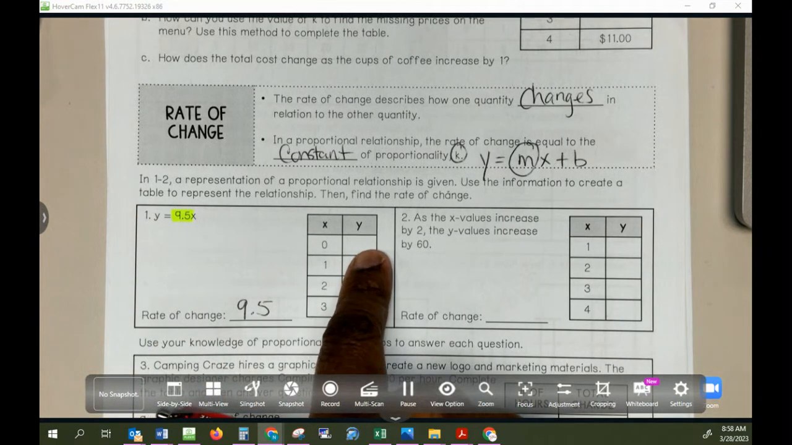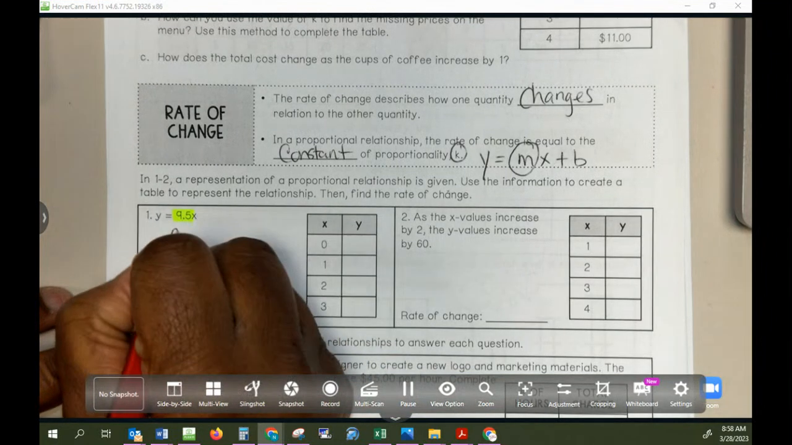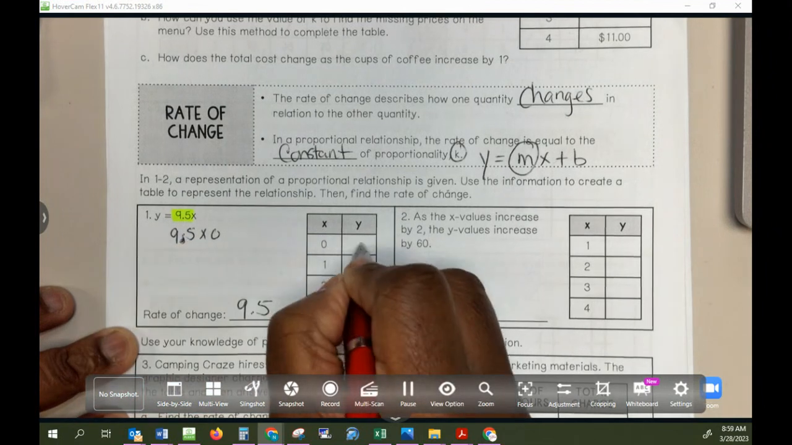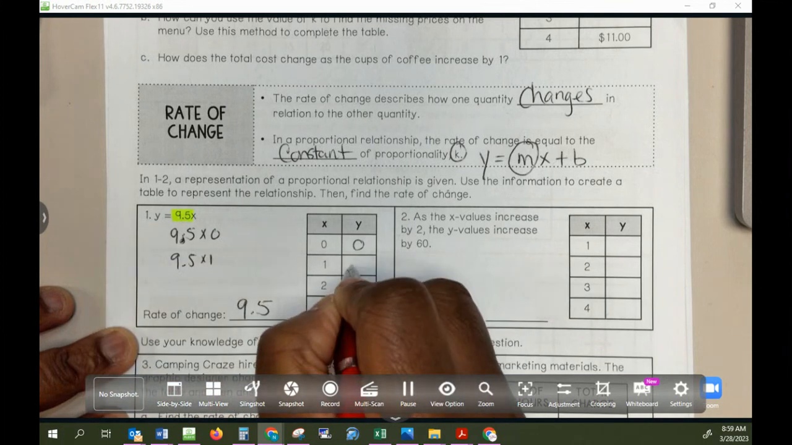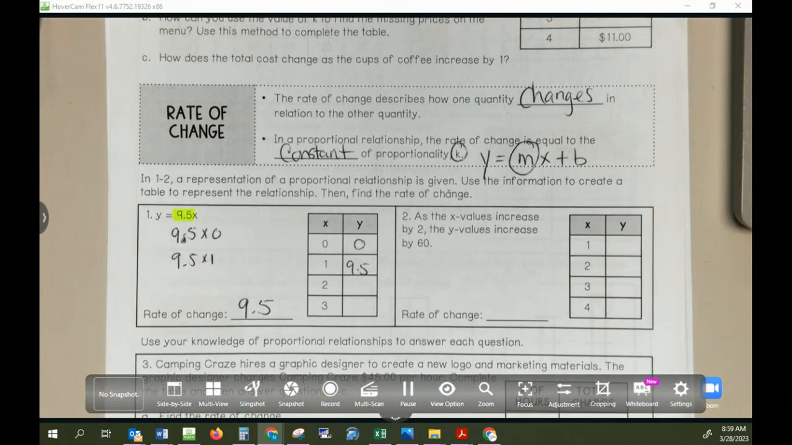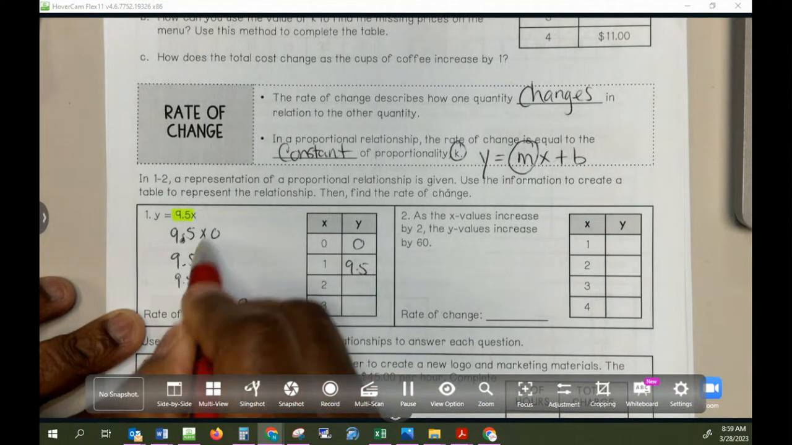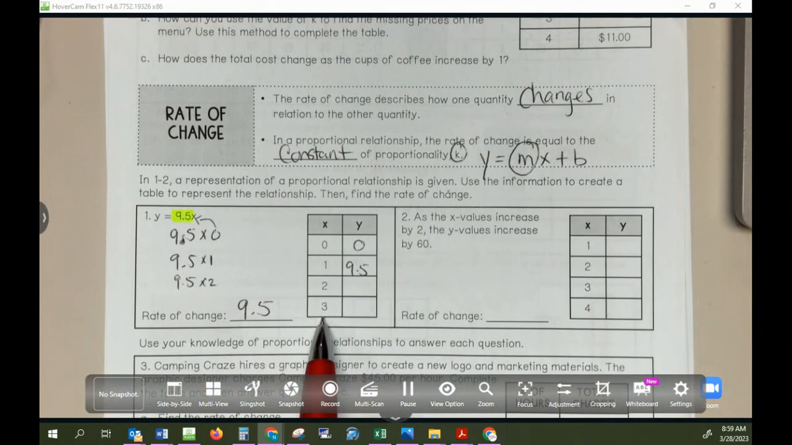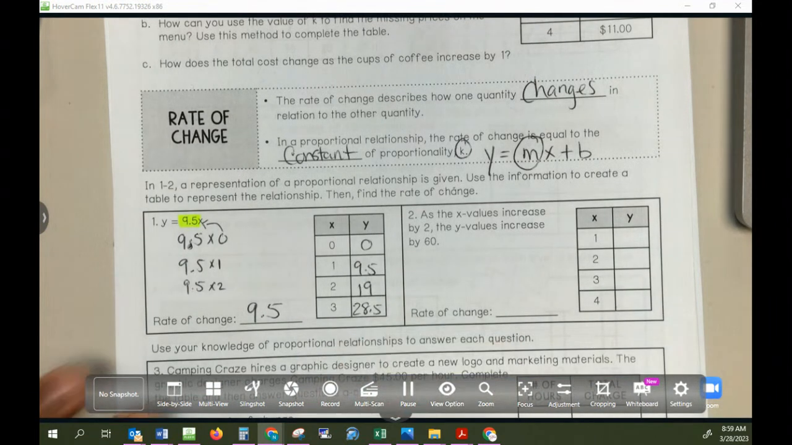So what does that mean for my y? That just means I can multiply everything by that. So I can say 9.5 times 0, and I know that's 0. 9.5 times 1, and I know that's 9.5. And 9.5 times 2. Why? Because all of these numbers are being plugged into the x, and I'm just using the x numbers to be able to get the rest of my table. So then it'll be 19 and then 28.5.